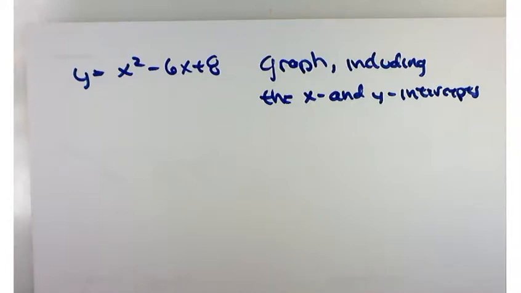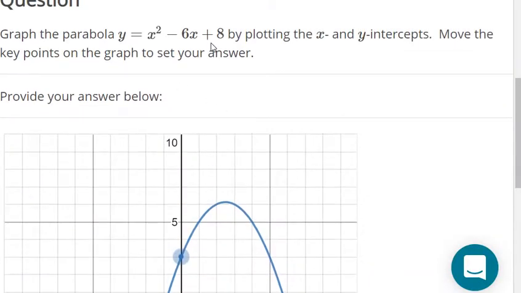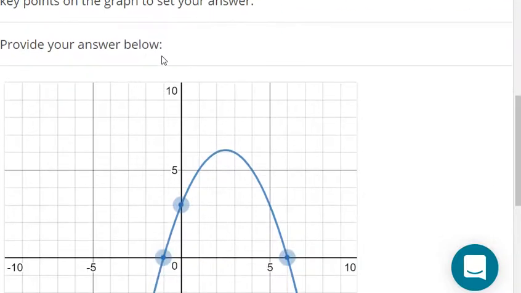So we're asked to graph this polynomial, and it's going to be a nice parabola here. They're also going to ask you to include the x and y intercepts. So a quick peek back at the problem itself. It says graph this by plotting key points, including the x and y intercepts. Move the key points on the graph to set your answer.